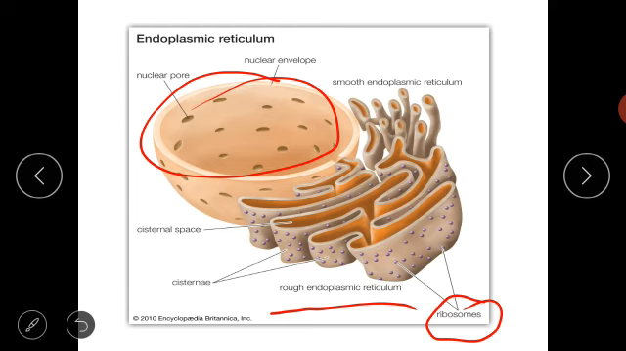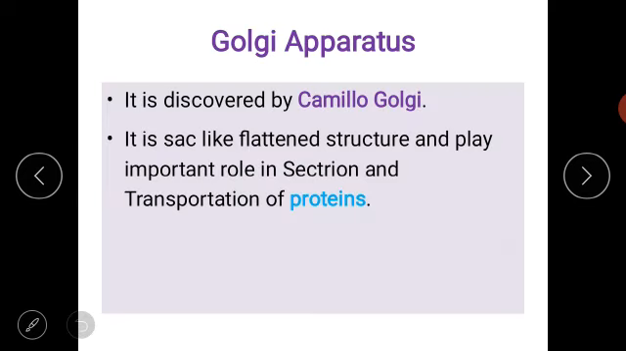The foldings of the endoplasmic reticulum are called cisternae. You can see these foldings of the endoplasmic reticulum; they are called cisternae. And the space inside the cisternae is the cisternal space. It means that inside the endoplasmic reticulum the space is present, and that space is the cisternal space.